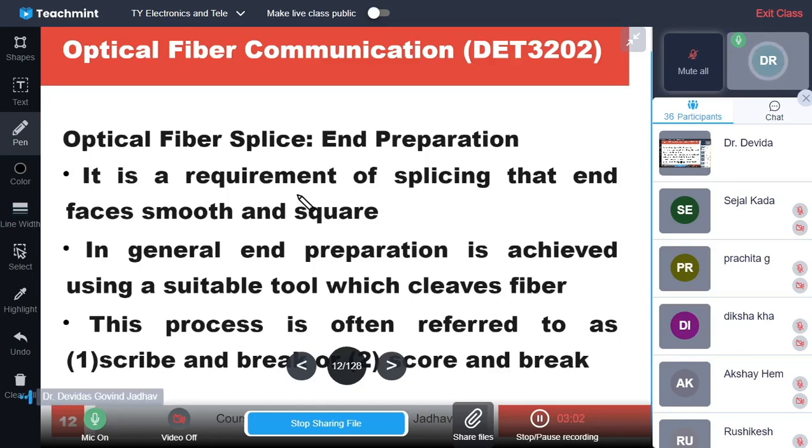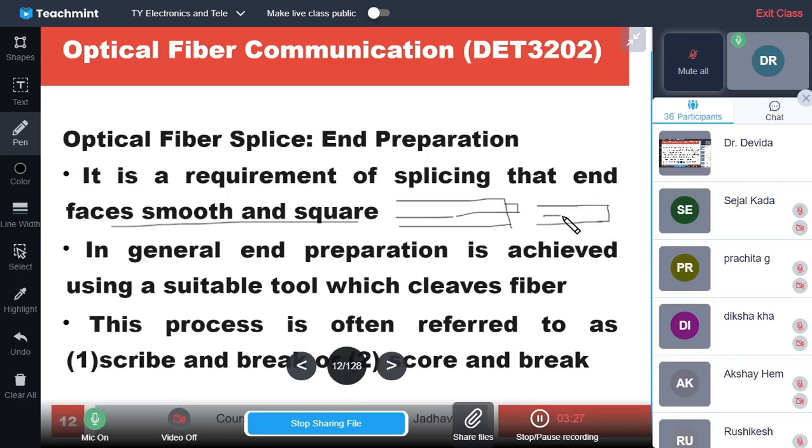The end preparation, in which the end faces are smooth and square are required. Square means perpendicular to the axis. This is not perpendicular to the axis, so this is slanting, but it requires the perpendicular exactly. So this is the axis, the end face should be perpendicular. So this is called square. Smooth and square fiber ends are required.